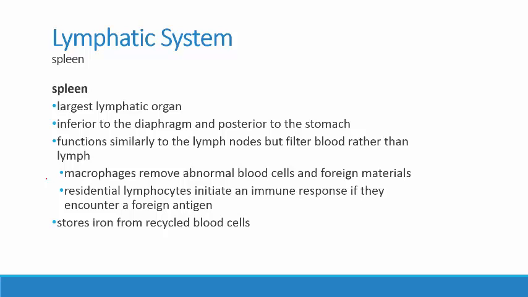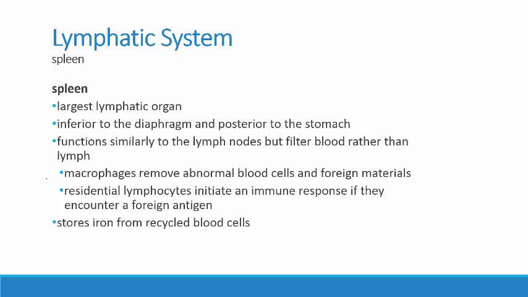And so inside the spleen we see masses of lymphatic tissue, and the blood circulates around these masses. The macrophages there can remove abnormal blood cells and any foreign material that doesn't belong, and lymphocytes that are resident there in the spleen can initiate an immune response if they encounter something that isn't part of the body.